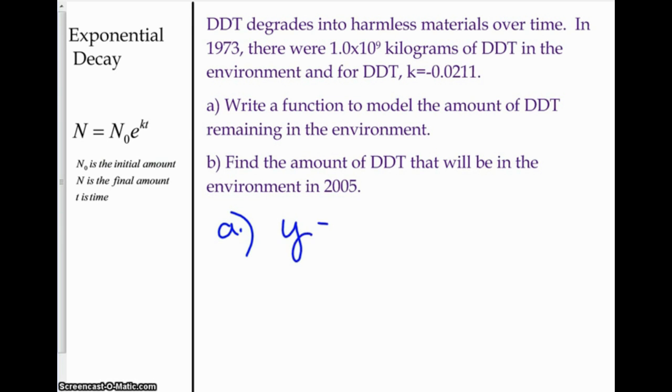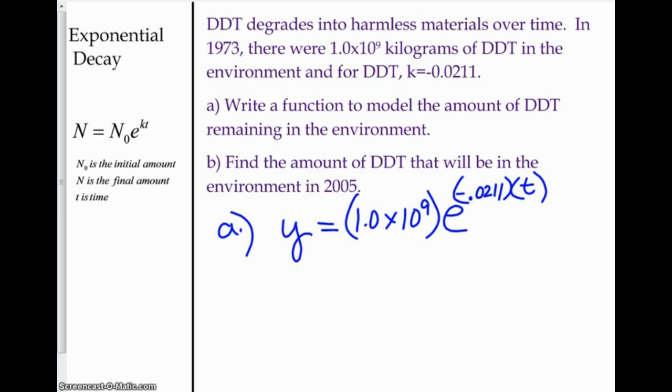So we're going to call this the amount remaining. And we're going to start at 1.0 times 10 to the 9th kilograms, and then times e to the power, because it was the starting number times e. And then you have your k value, 0.0211, sorry, I think I said that wrong. And then multiplied by the time. And we don't know the time in our equation here, so we're saying times our time. It should be noted our time is in years for this one.